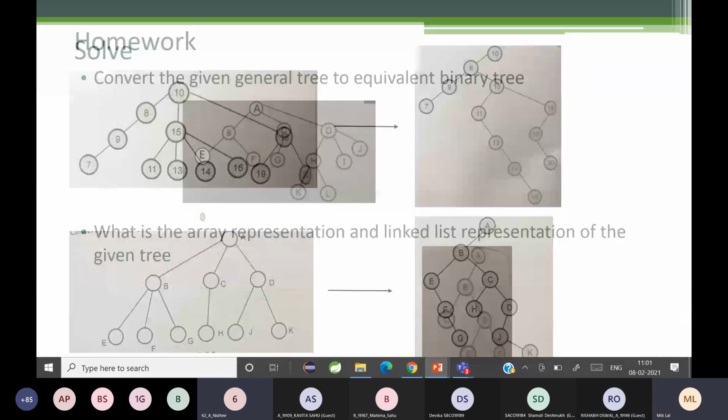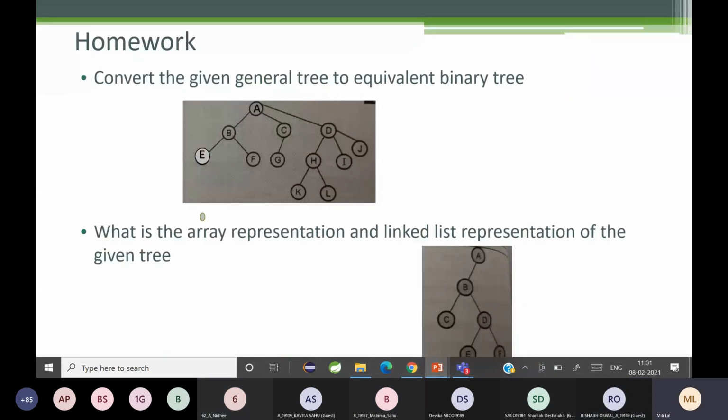So these are the two things you all have to do for homework. I hope you've understood how to convert a general tree into an equivalent binary tree. And another question is, what is the array representation and the linked list representation of the given tree? You all can do it, right? Okay.